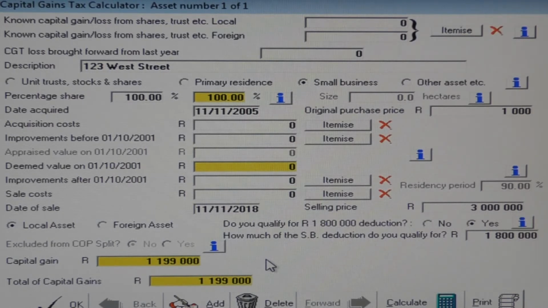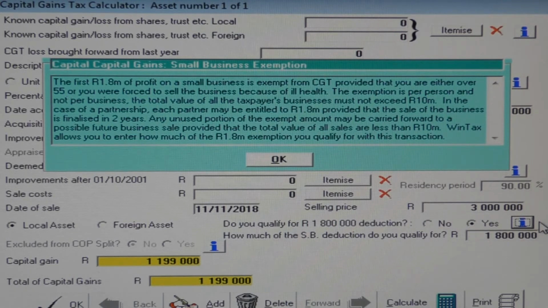So let's go through some of the fine print as is shown here when you click on this blue info button. The first 1.8 million of profit on a small business is exempt from capital gains tax provided that you are either over 55 or that you were forced to sell the business because of ill health. The exemption is per person and not per business.